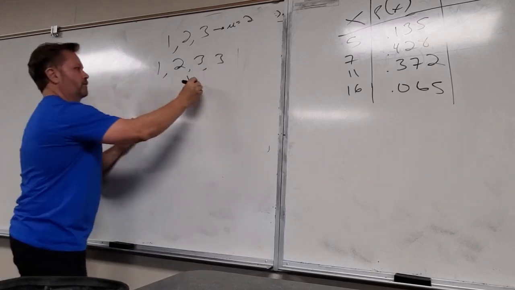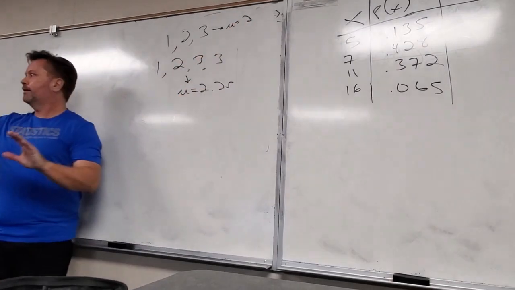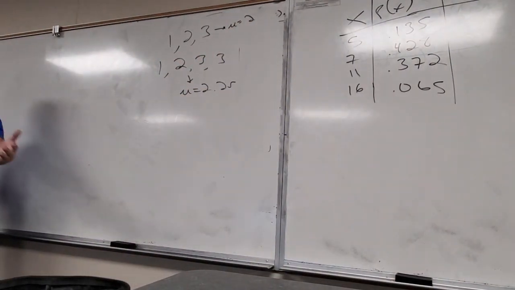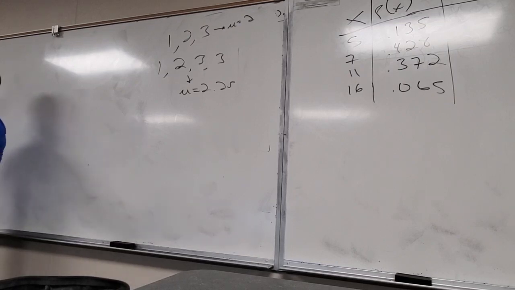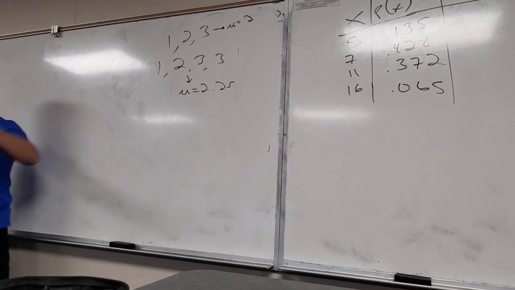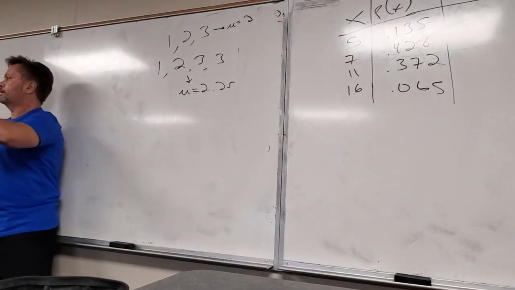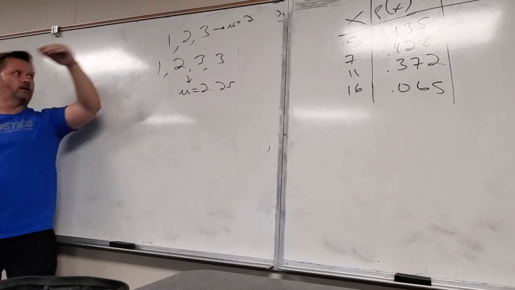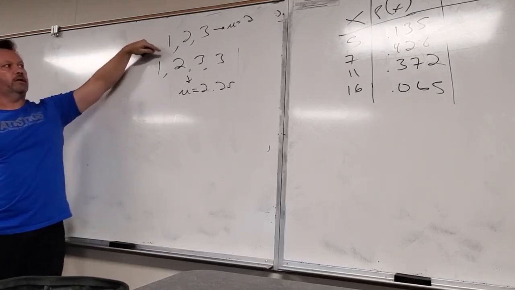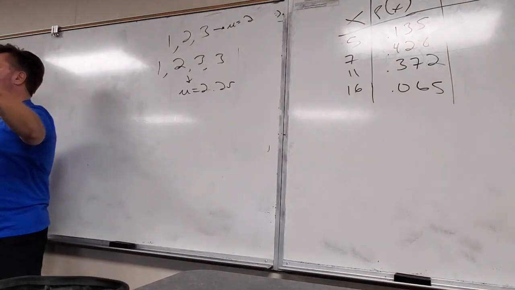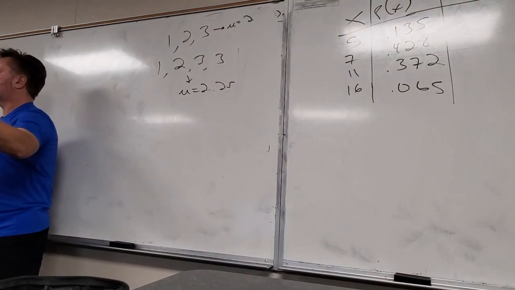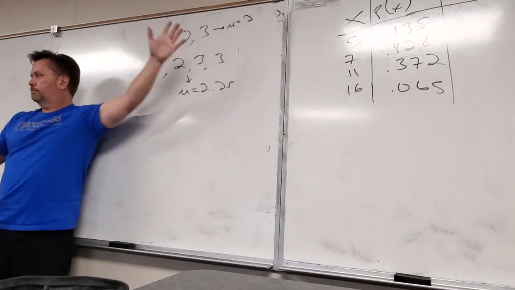Yeah, 2.25. Those are different, correct? And that's almost a silly question. You're all like, yeah, of course they're different, Jeff. You knew they were going to be different, didn't you? You with me? If the answer is no, you can say no. I don't mean to be pushing you, but 1, 2, 3 and 1, 2, 3, 3. There's no way they can have the same mean because this has more bigger numbers, right?